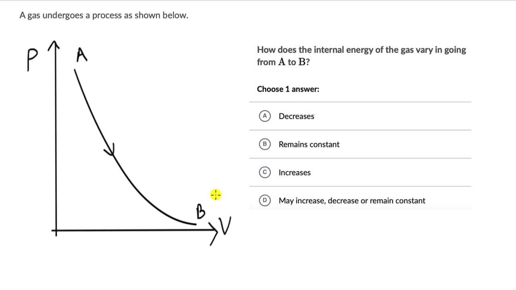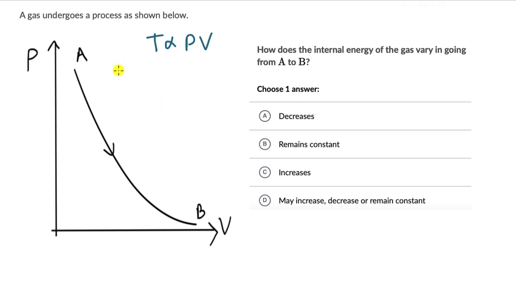Okay, hopefully you gave this a shot. Now let's think about what internal energy is. Internal energy depends on temperature, right? If the temperature increases, the internal energy increases. If the temperature decreases, so does the internal energy. And from the ideal gas law, we know that temperature is proportional to PV, the product of pressure and volume.